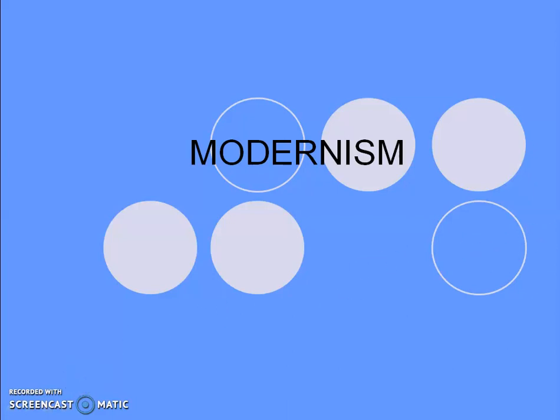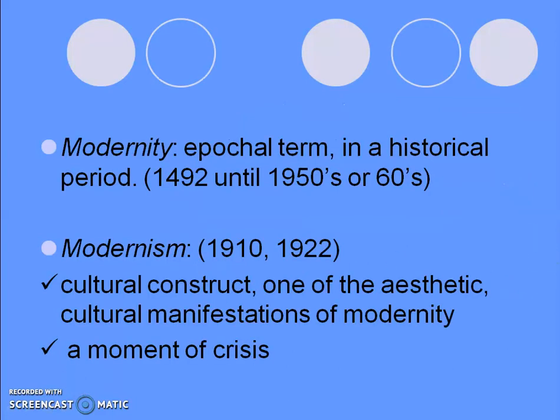In order to understand modernism, first we should make a distinction between modernity and modernism. Modernity refers to a historical period, an epochal term, and it points out the time between 1492, the discovery of America, until 1950 or the 60s. Whereas modernism refers to a cultural construct, and it is just one of the aesthetic, cultural manifestations of modernity. We generally say that it begins around the 1910s or 1922, and it points to a moment of crisis.